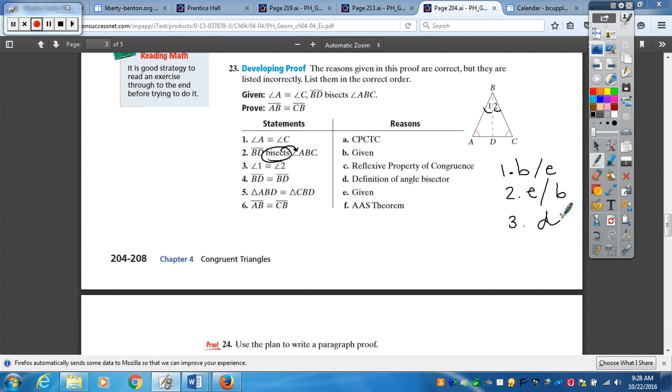Okay. For step number 4, BD is congruent to BD. Please tell me everyone got that one right. Letter C, reflexive property. Okay.